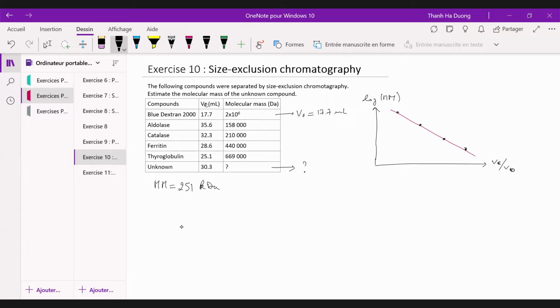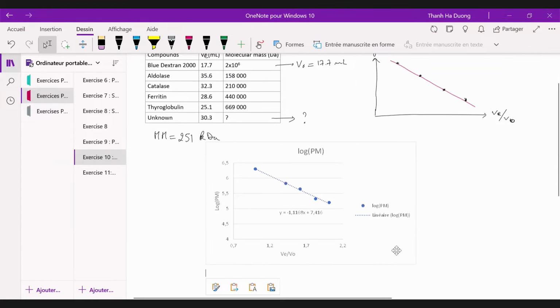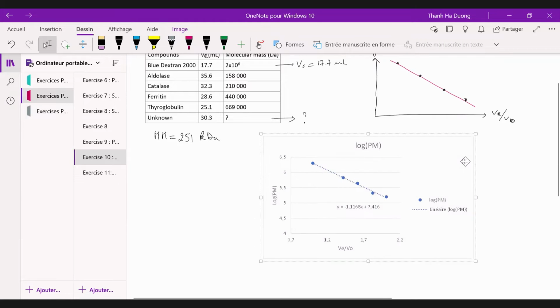Does someone do the exercise? So normally you have to plot it. Let's see. I have a different answer. Tell me. The molecular weight is 319. 219? 300? No, it's too high. Okay.